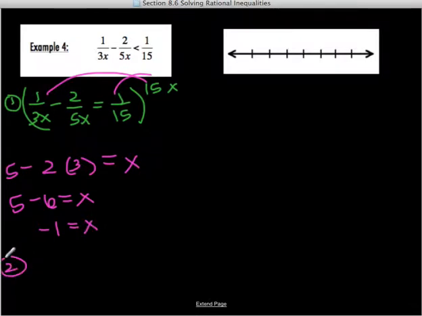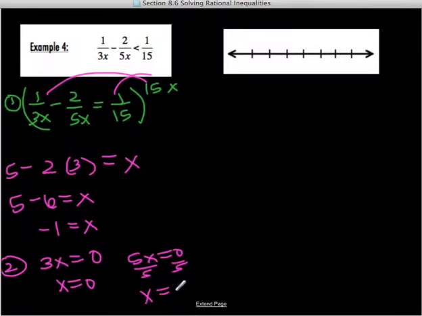Second number comes from my denominator. And notice how they're both 3x, and then the other one's 5x. So if I solve this one, I get x is equal to 0. And if I set 5x equal to 0, same thing, divide by 5, x will equal 0. So either way, x is 0. And this is for my denominator, so it's going to be an open circle on there. And then I have negative 1. And this is less than, so it's going to be an open circle as well.